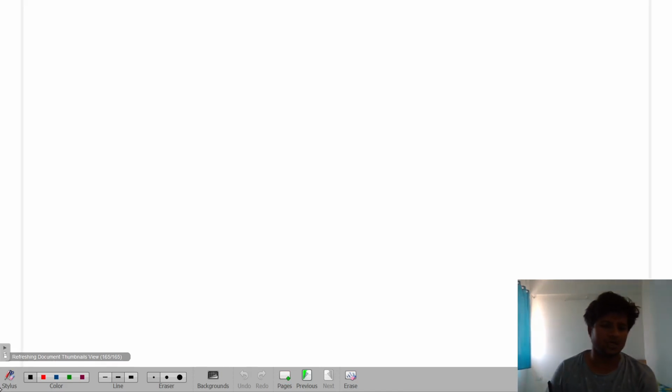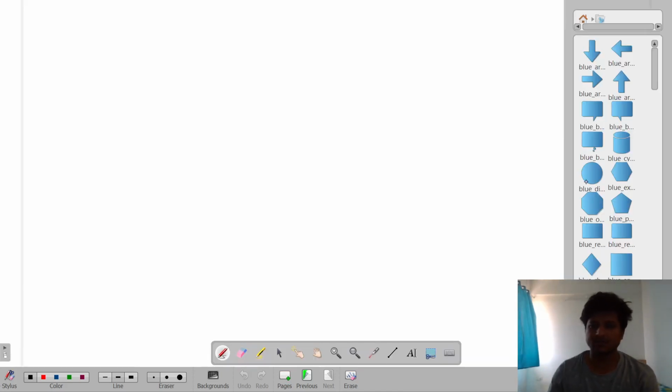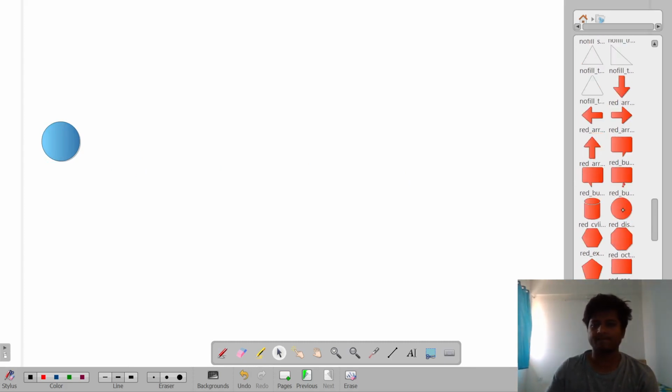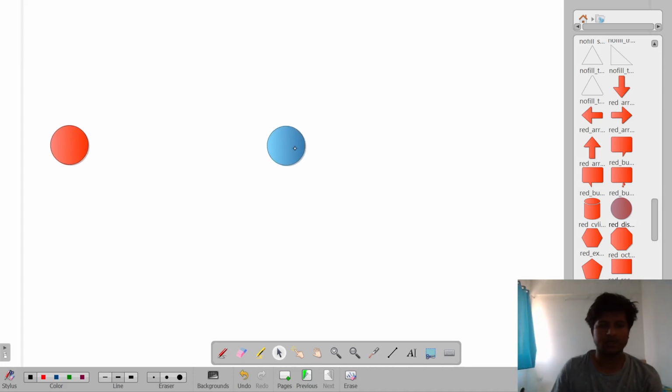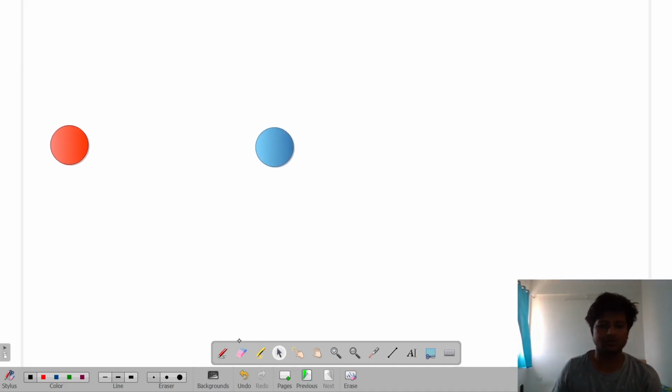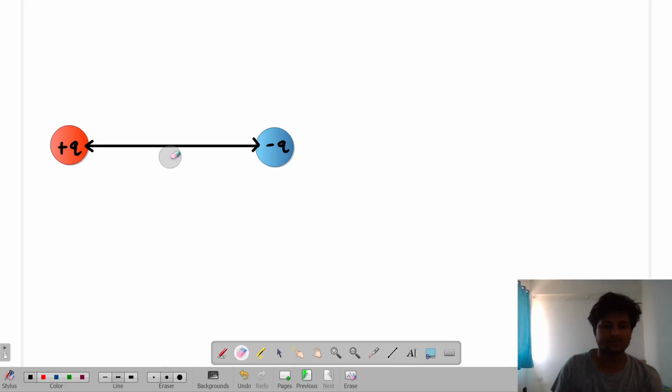Now suppose the charges are given. Let's suppose this is my plus q and this is my minus q, got it? And the distance gap between them is once again twice L. Is that clear? Are you able to get me?